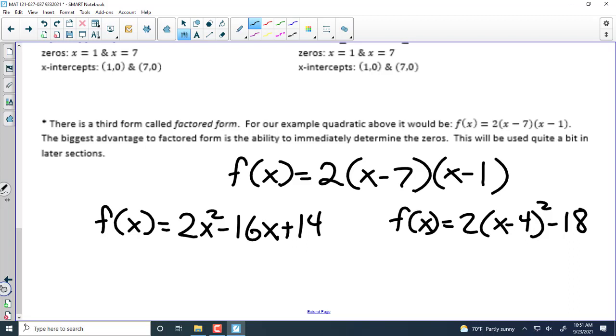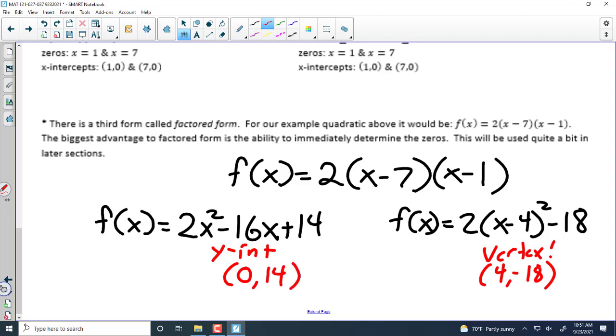This one right here, it is very, very easy to give the vertex of (4, -18). This one right here, it is very easy to give the y-intercept of (0, 14). This one right here, it is very easy to give the x-intercepts of (7, 0) and (1, 0). They all have their advantages, depending on the form it's written in.